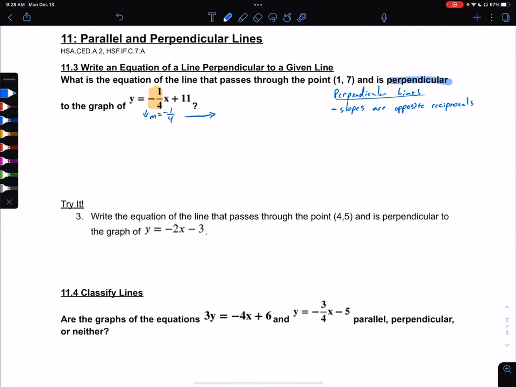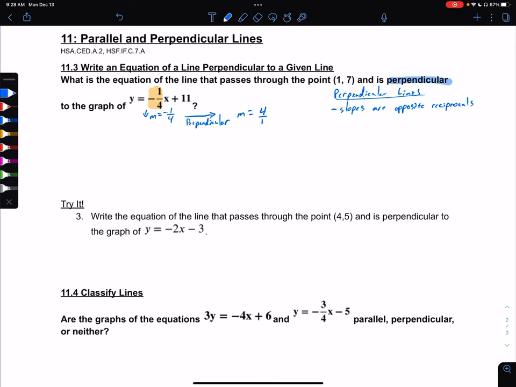So if it's going to be perpendicular, we need to have an m value that is the opposite reciprocal of that. So opposite being positive, negative. Since the old slope was negative 1/4, our new slope would be positive. And the reciprocal is when we take the numerator and denominator and swap them. So instead of 1/4, we would use 4/1. When you're comparing perpendicular slopes, your slopes are going to be opposite reciprocals. One will be positive, one will be negative, and they're going to have basically the opposite rise and run. So your numerator and denominator are always going to be flipped.